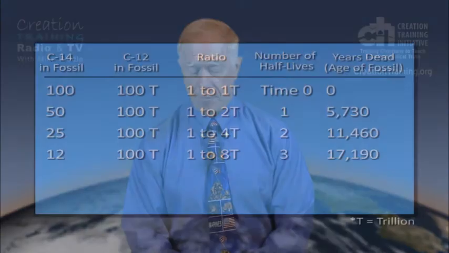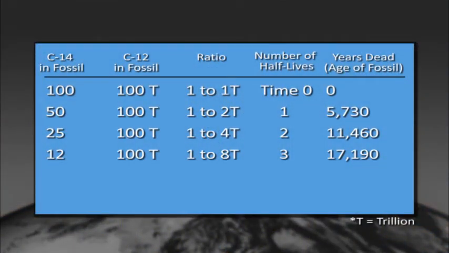Well, let's go to another one. Suppose we were to find a dead creature that had only 12 carbon-14 atoms and 100 trillion carbon-12 atoms. That would mean that ratio would be 1 to 8 trillion. That means that creature has been dead for 3 half-lives, or 17,100 years.